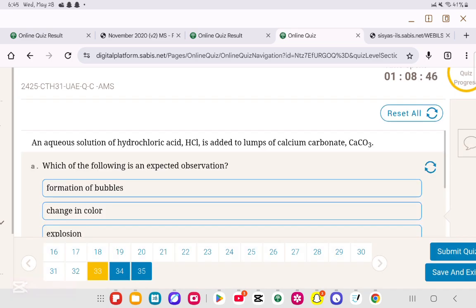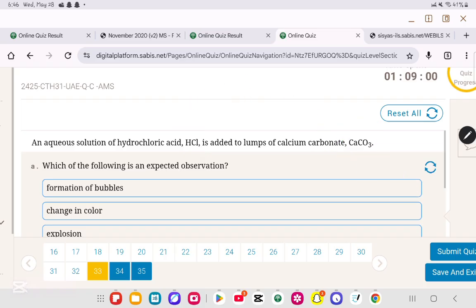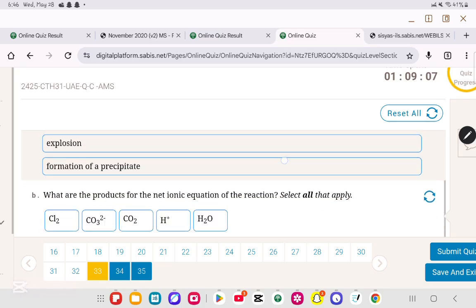What does it say in question number 3? Okay, an aqueous solution of hydrochloric acid, pay attention, is an acid, is added to calcium carbonate, CO3. Important. Whenever you see carbonate reacting with an acid, first thing you know, what will form is carbon dioxide. Observation is formation of bubbles and lime water turns milky.